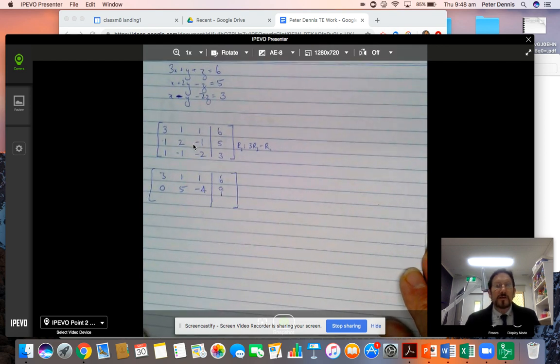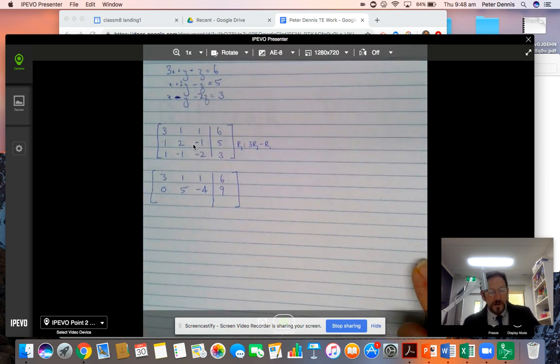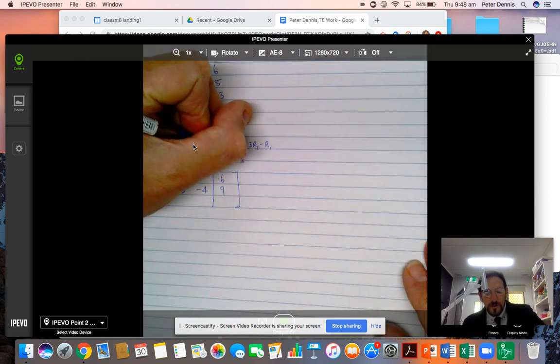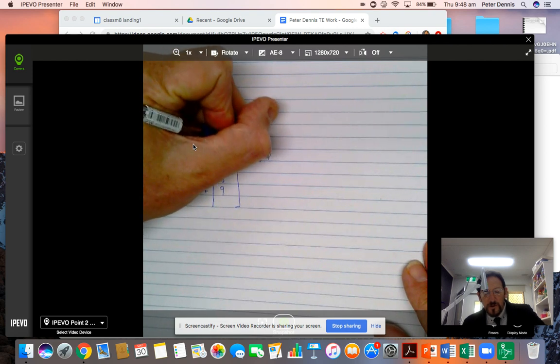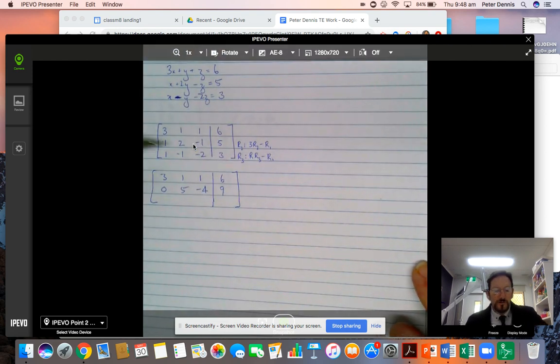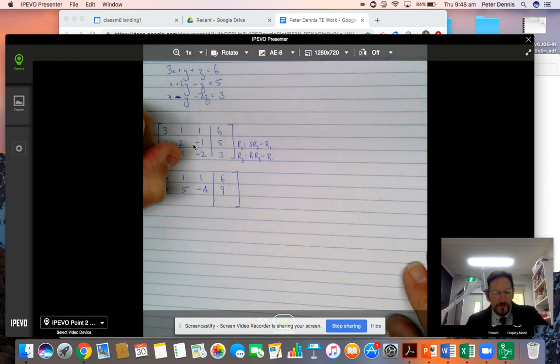Okay, now let's have a look at the second one. How are we going to get rid of this line? It's going to be pretty much the same. R3 is going to become 3 lots of R3 minus R1. So 3 lots of this minus R1. So 3 lots of this is 3, minus 3 is 0, exactly what we want.